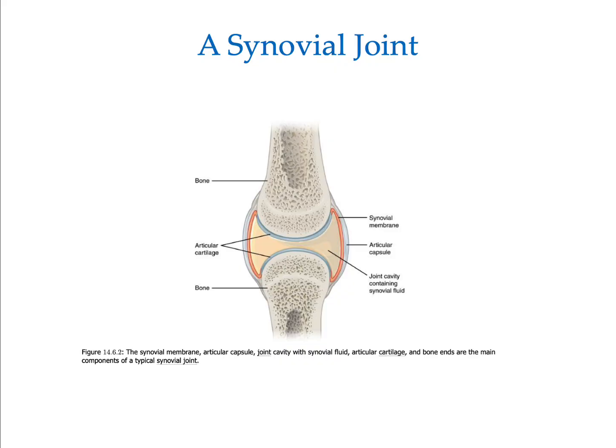So you can see how we have the capsule filled with fluid, and then we have the articular cartilage, the shiny type of hyaline cartilage that provides the smooth movement. And some of you might be familiar with wear and tear on this joint as the cartilage and the fluid diminish.